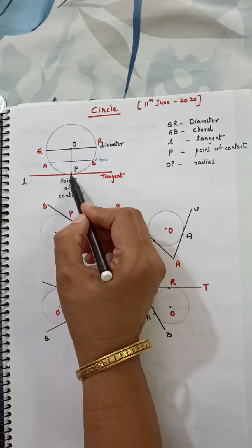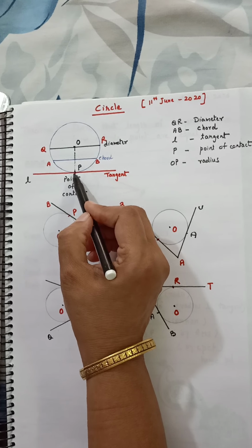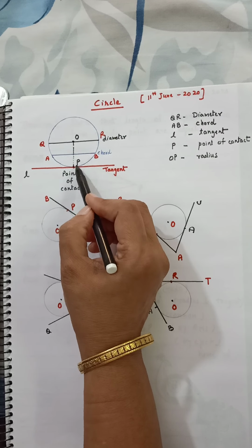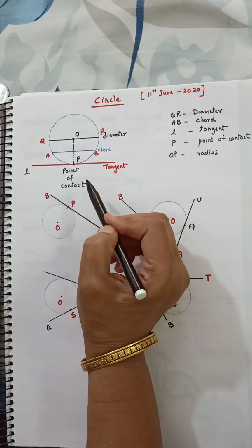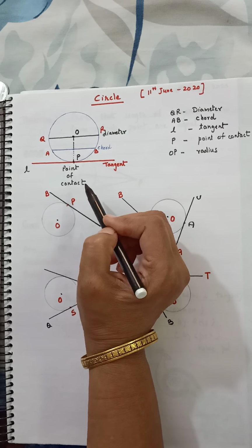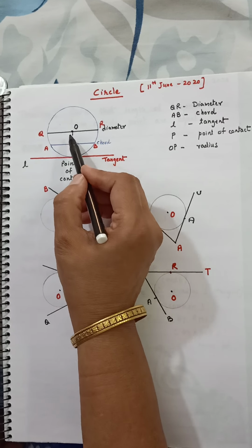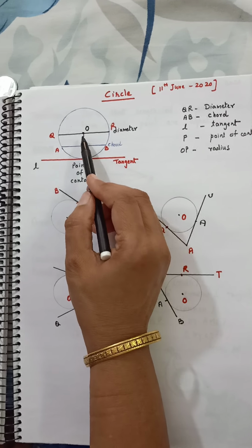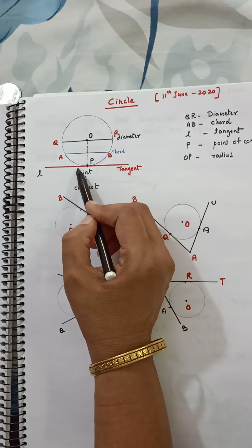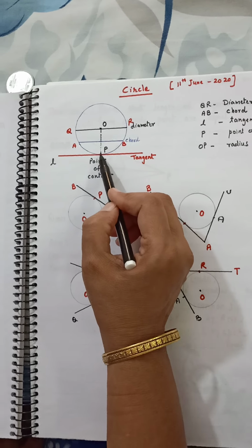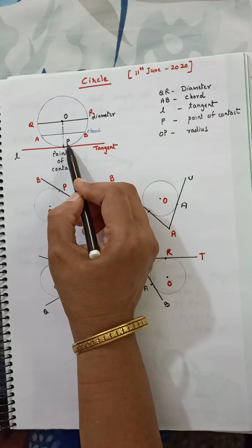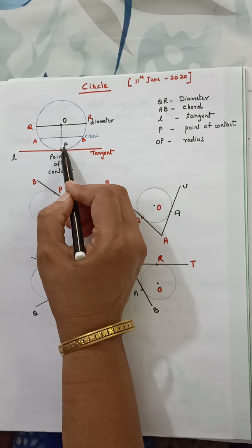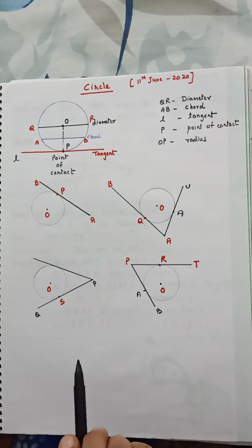And here, where the tangent touches the circle is known as point of contact. So if somebody asks you, what is the point P called? It is point of contact. And there is one property that the radius through the point of contact is perpendicular to the tangent. कि जो radius tangent पर टच हो रही होती है वो हमेशा perpendicular होती है. That means this angle P will be equal to 90 degrees.